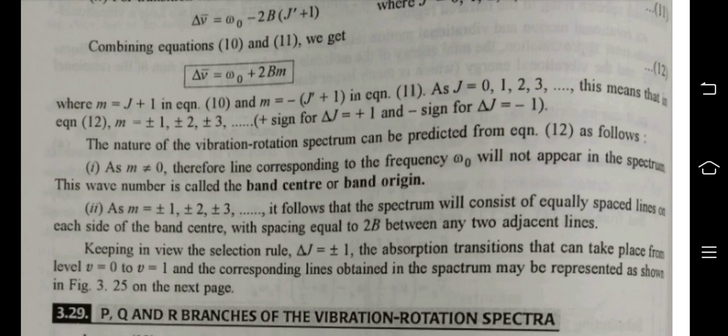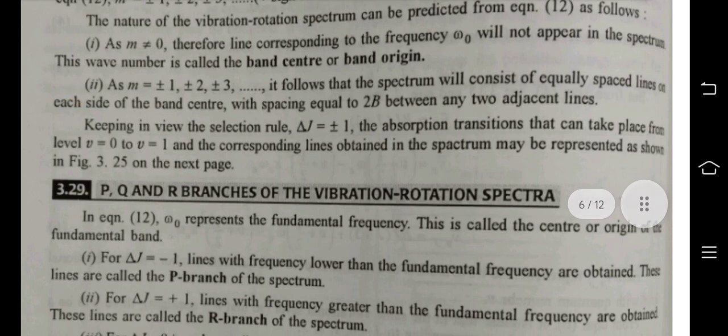This means that in equation 12, m = ±1, ±2, ±3 and so on. The nature of the vibration rotation spectra can be predicted from equation 12. As m is not equal to 0, the line corresponding to frequency ω_0 will not appear in the spectrum. This wave number is called band center or band origin. As m = ±1, ±2, ±3, the spectrum will consist of equally spaced lines on each side of the band center, with spacing equal to 2B between any two adjacent lines.